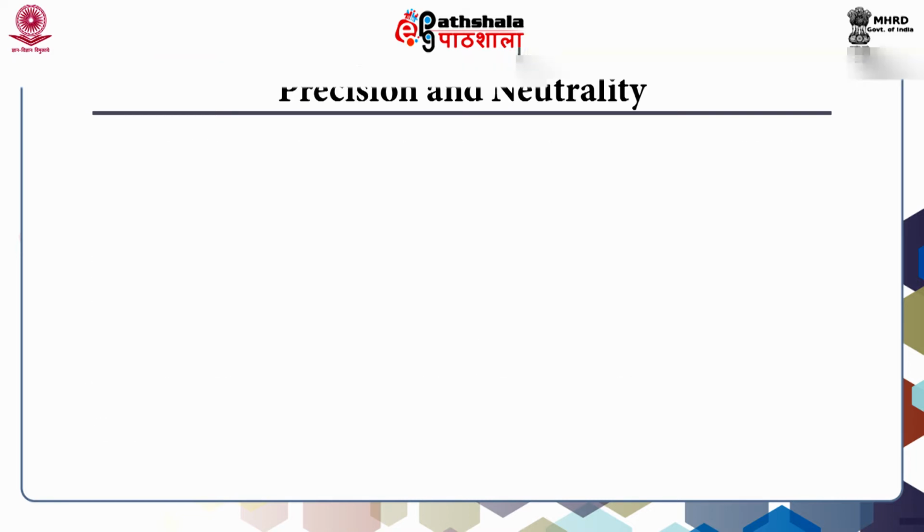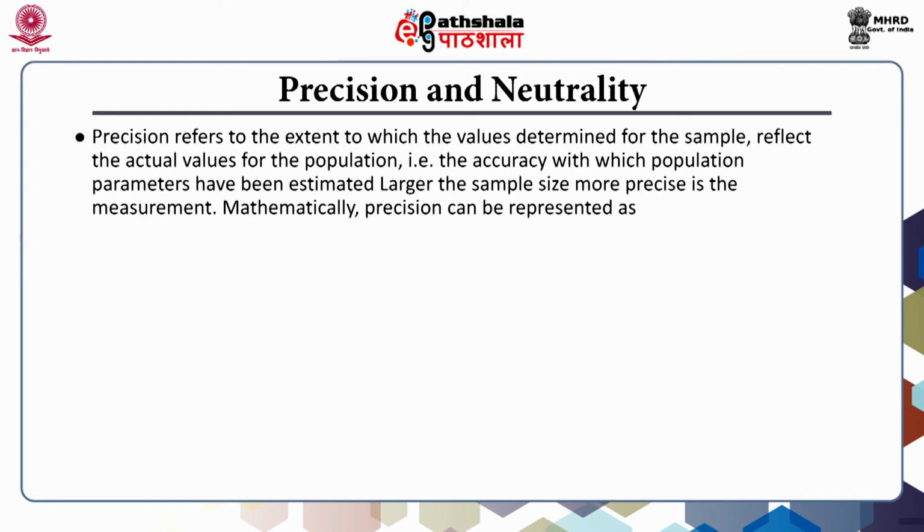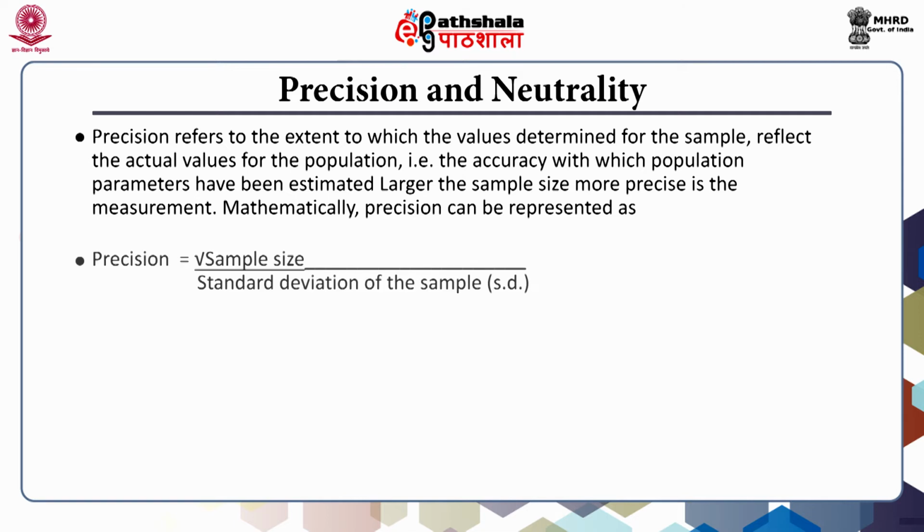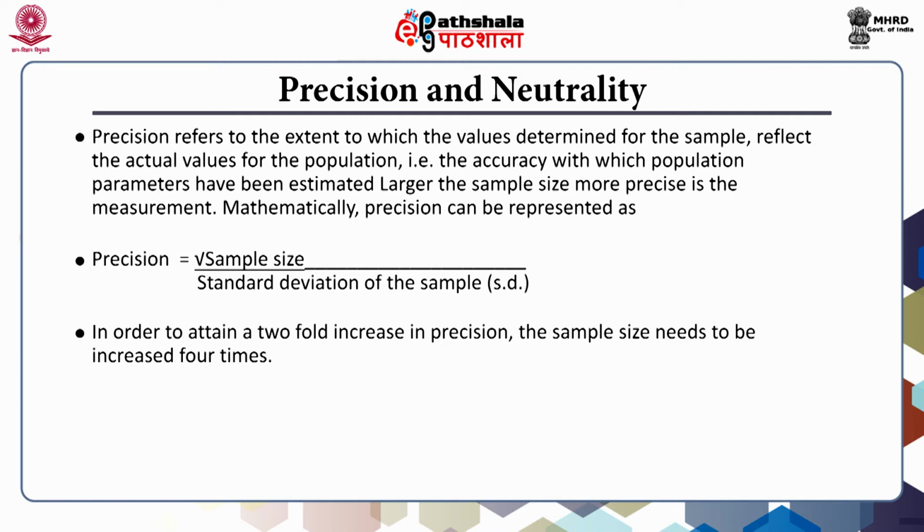Precision and neutrality. Precision reflects the actual values for the population, that is, the accuracy with which population parameters have been estimated. Larger the sample size, more precise is the measurement. Mathematically, precision can be represented as follows. Precision equals root over sample size divided by standard deviation of the sample. In order to attain twofold increase in precision, the sample size needs to be increased 4 times.